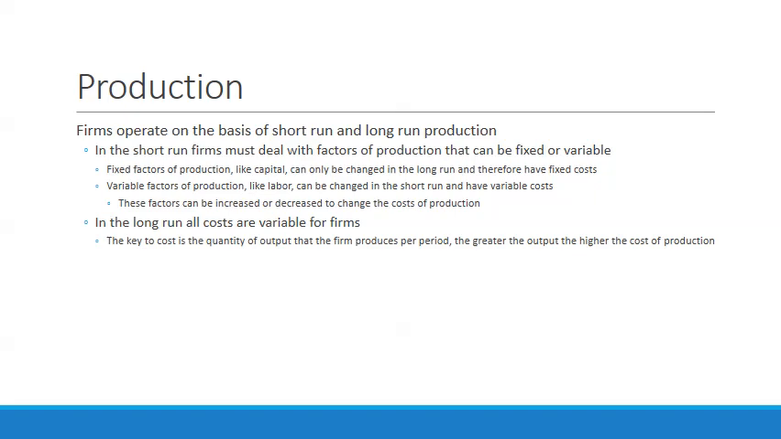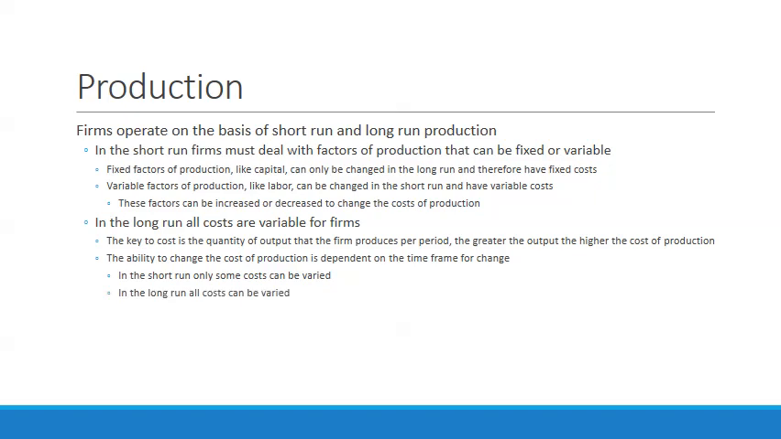The key to cost is the quantity of output that the firm produces per period. The greater the output, the higher the cost of production. And the ability to change the cost of production is dependent on the time frame for change. So now think about that. In the long run, everything is variable. In the short run, only some costs can be varied, and in the long run, all costs can be varied, because you can build new factories in the long run. You can add new technology.